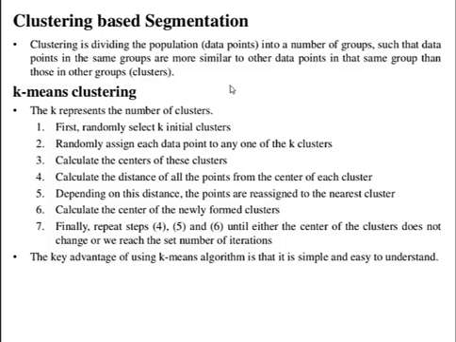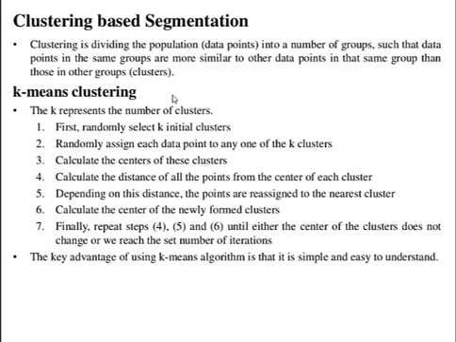So how to do this? Let's see. First is K means clustering. K stands for number of clusters. So first, what we will do? We will first select K number of initial clusters. Then we will randomly assign each data point to any of the clusters. Then find the center of these clusters. This is the third step.